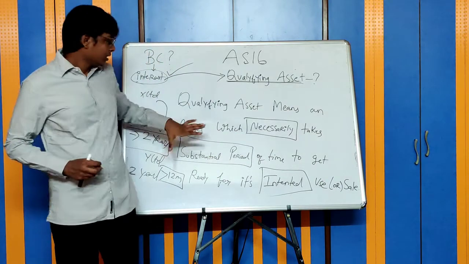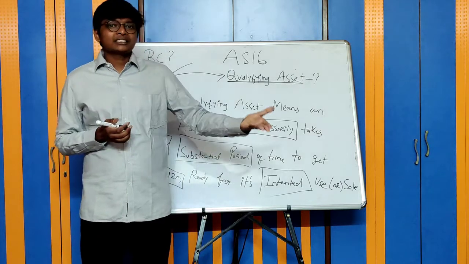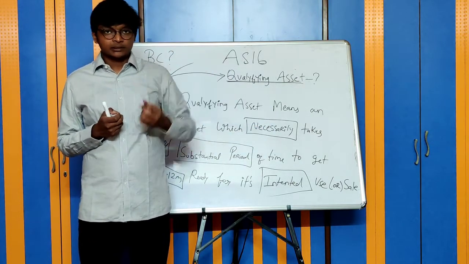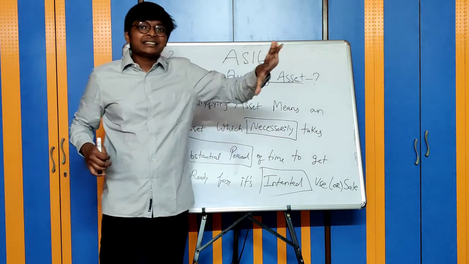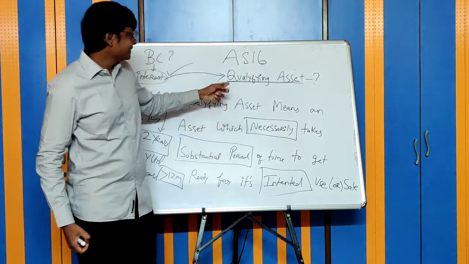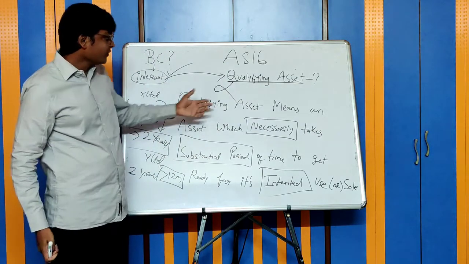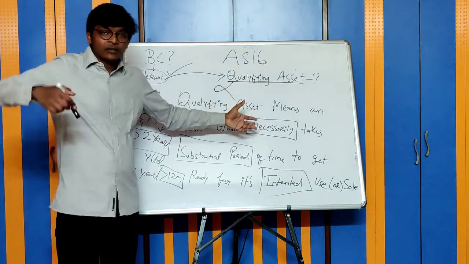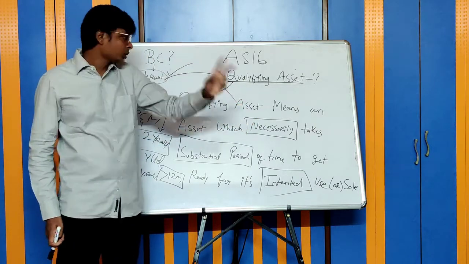Now let me summarize the entire concept. A company wants to construct a plant. It takes them 2 years. However, if some other company constructs the same plant, it takes them only 6 months. Is it a qualifying asset? No, because for a qualifying asset, it means an asset which, for anybody doing the job, necessarily takes at least close to 2 years.